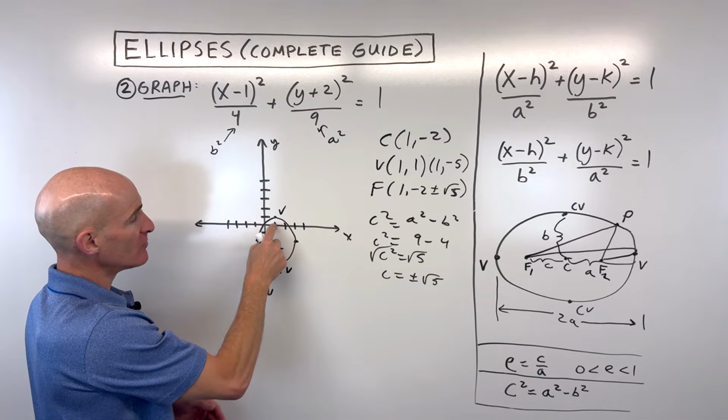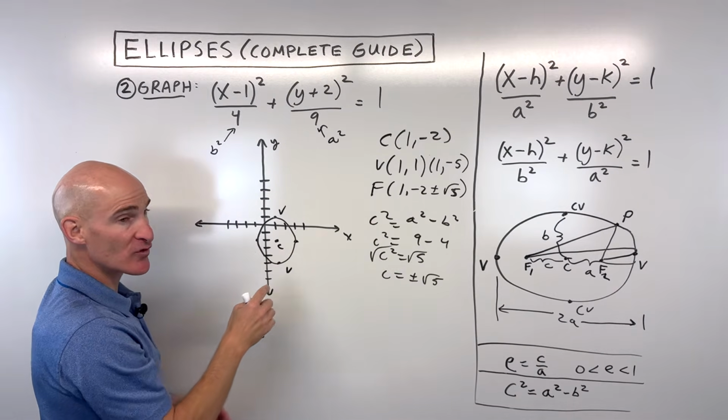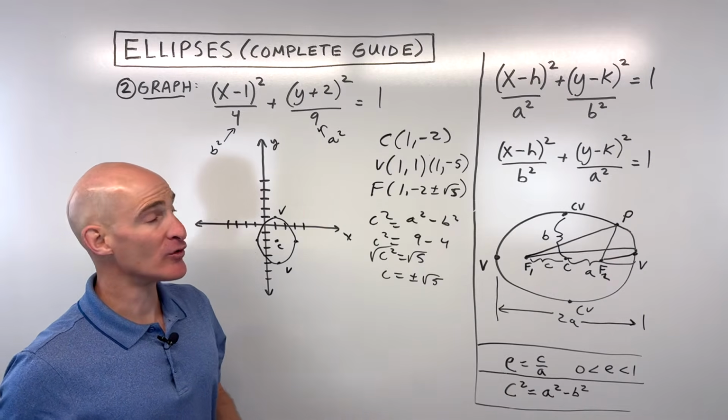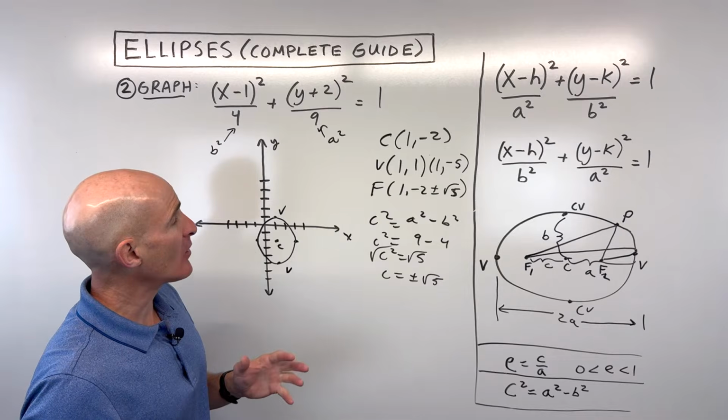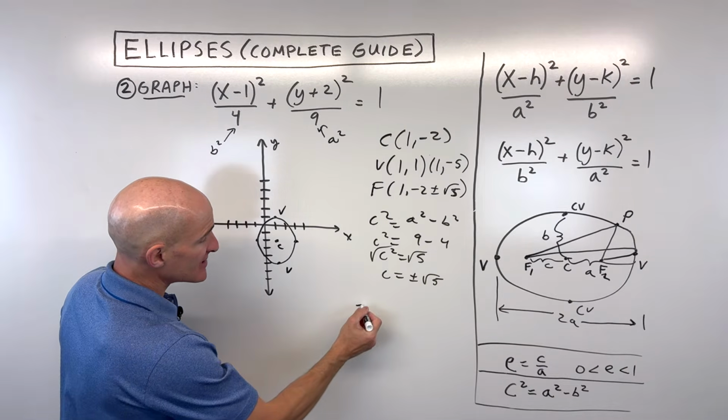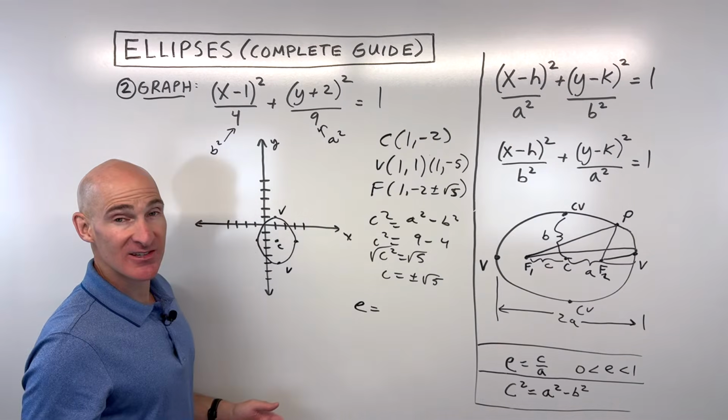You could go up 2.2 from the center, down 2.2 from the center, and roughly plot where those foci are. But this will give you an exact location here. Now let's take a look at the eccentricity. How eccentric or out around is this ellipse?